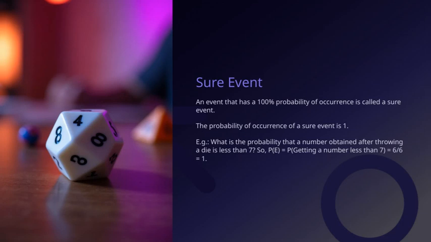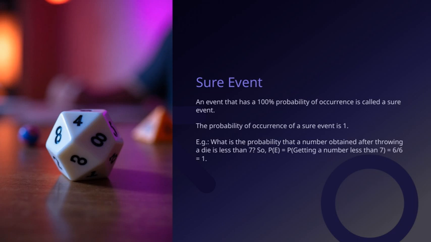Let's talk about the concept of a sure event. When we say that the probability of an event is 1, it means that this event is certain to happen. For example, imagine rolling a die. The probability that you get a number less than 7 is actually 6 out of 6, which simplifies to 1. This illustrates that some events are guaranteed to happen. In probability, when an event has a 100% chance of occurring, we call it a sure event.